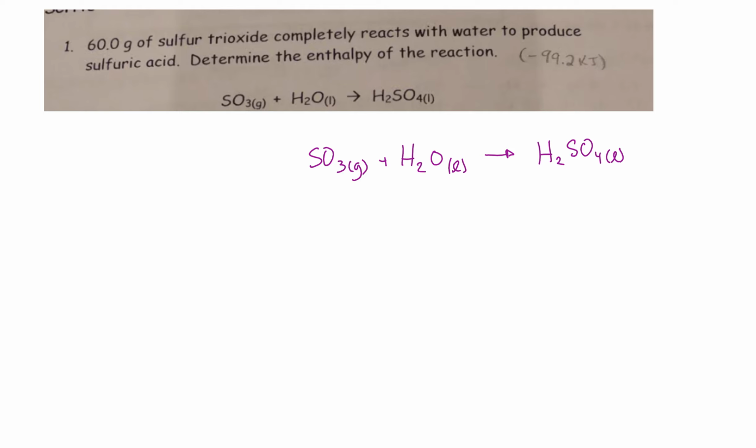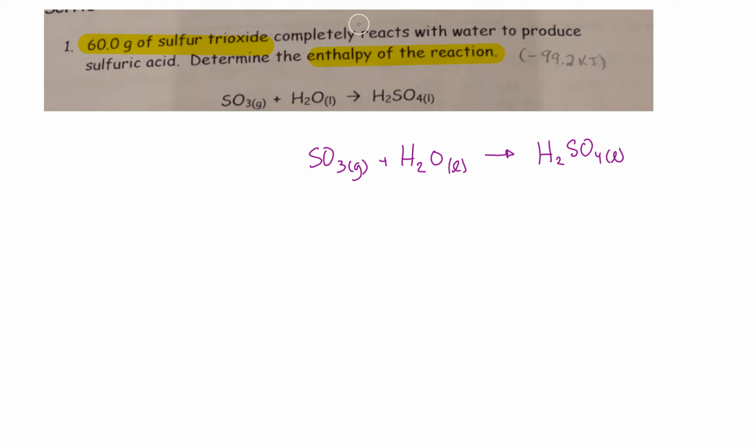Okay, so for this problem here, we are going to try and solve it: determine the enthalpy of the reaction. The first thing we want to do is look over the question and see what information is given. We have 60 grams of sulfur trioxide that completely reacts with water to produce sulfuric acid. Determine the enthalpy of the reaction. So that's what they want us to find.